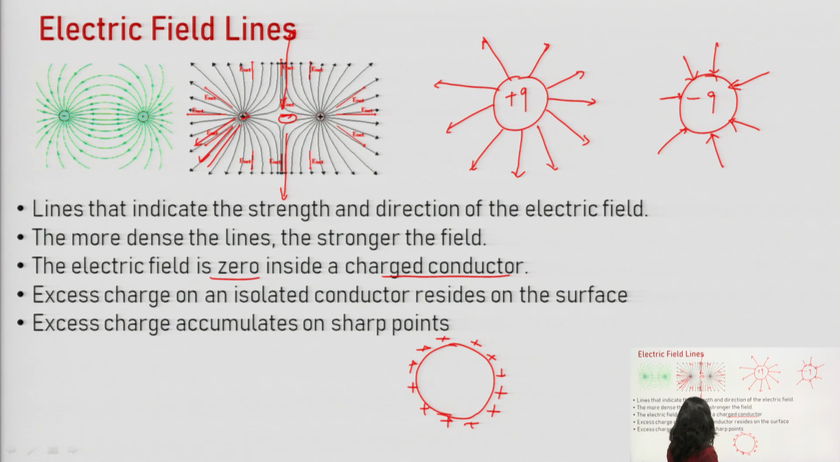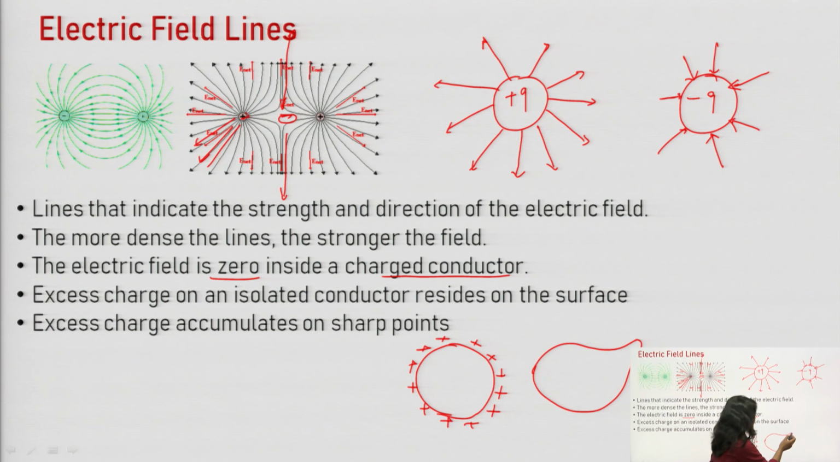Further, excess charge accumulates on sharp points. Suppose an object has a configuration like this. As this body has one sharp edge, the excess charge will accumulate on the sharp edge only, meaning most of the charge will go and accumulate on the sharp edge.